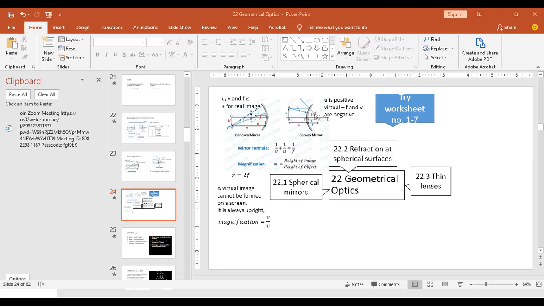So stop the Zoom or what, teacher, then join back later. Which one? A ray of light moves towards a convex mirror parallel to the principal axis as shown in figure 1. Calculate the value of x.